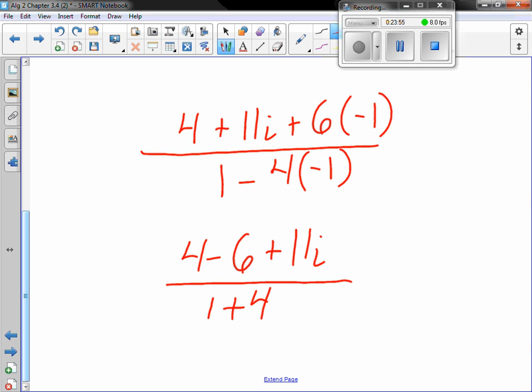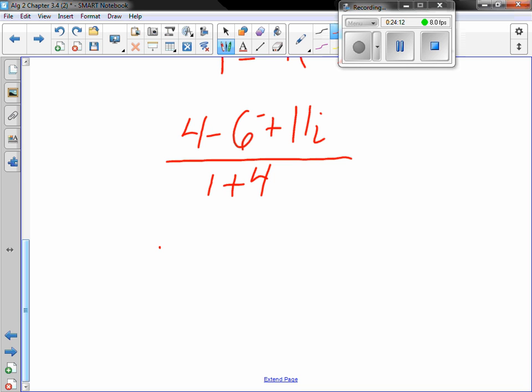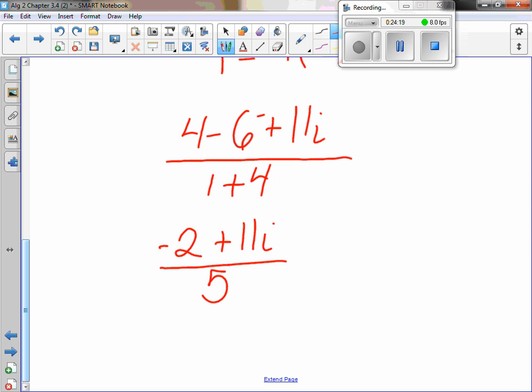Are we good with everything right here? Because I did move the 6 over. Because 6 times negative 1 would be negative 6, and I just moved it so it's next to the like terms. The like terms are next to each other. Four minus 6 is negative 2. Plus 11i over 5. Any questions on how we got to this point here?